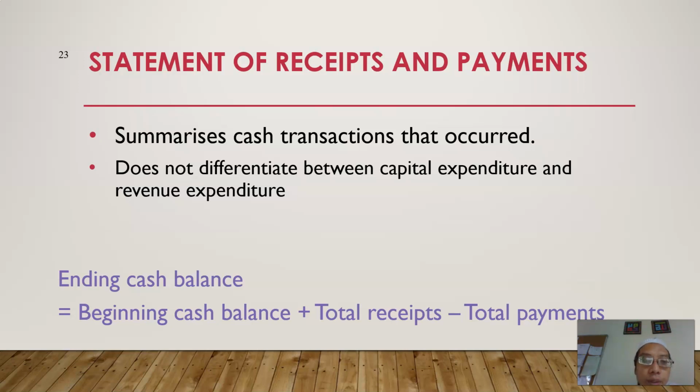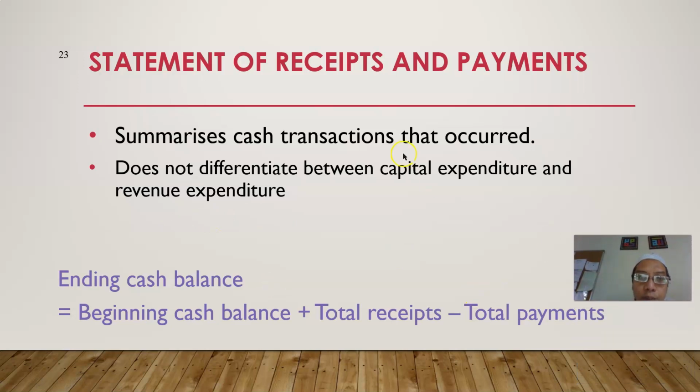Okay, it does not differentiate between capital expenditure and revenue expenditure, but it captures all of the cash-based transactions, whether they are capital-based or revenue expenditure. I will touch on capital versus revenue expenditure in a different slide. So for the statement of cash receipts and payments, the ending balance will be equal to the beginning balance plus total receipts minus total payments. That will come up to the ending cash balance.